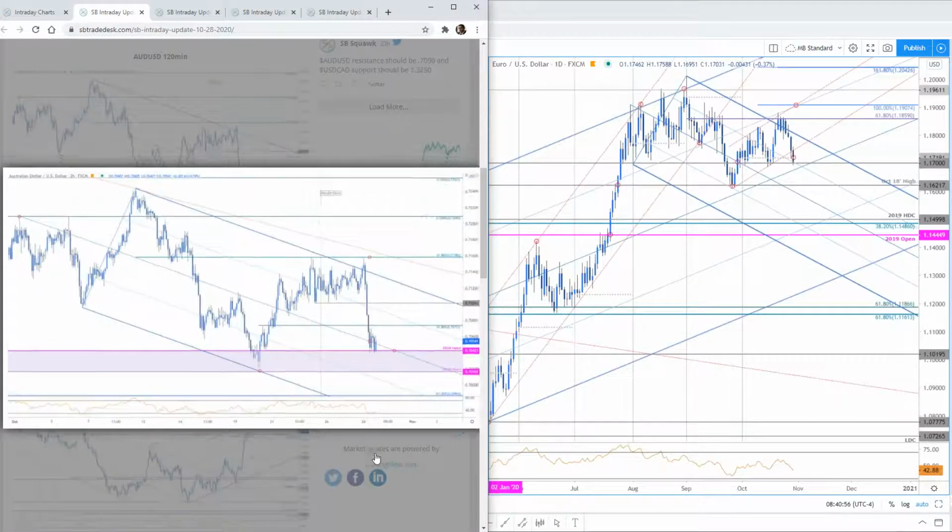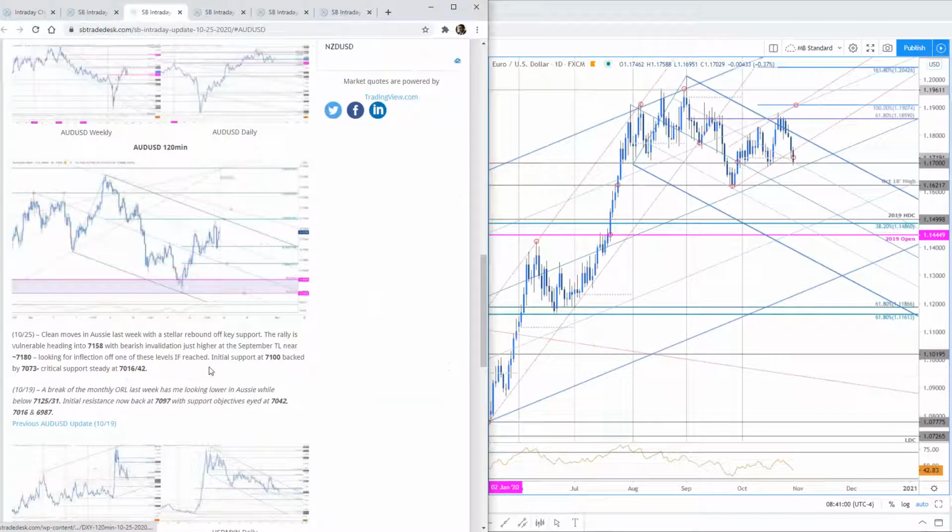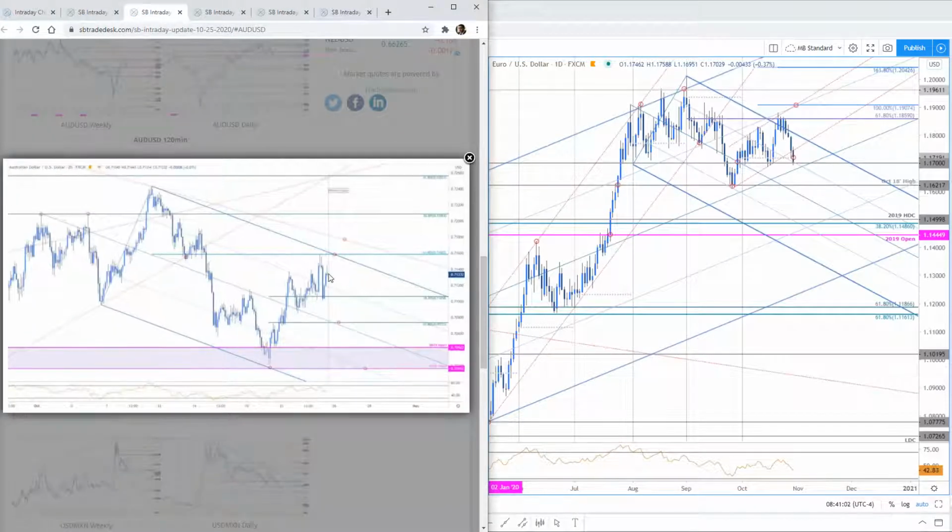We opened the week, and again, every link, guys, provides you the previous update where we were. Here was the previous Aussie update. We were opening the week saying 71.58, max 71.70s, 71.80s. We're looking for exhaustion off one of these two marks for the move lower.